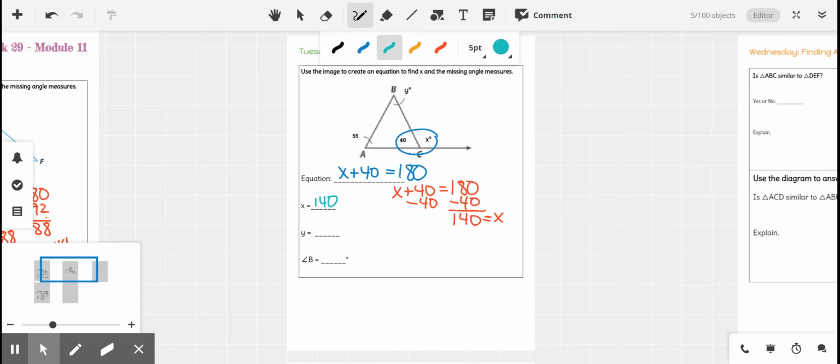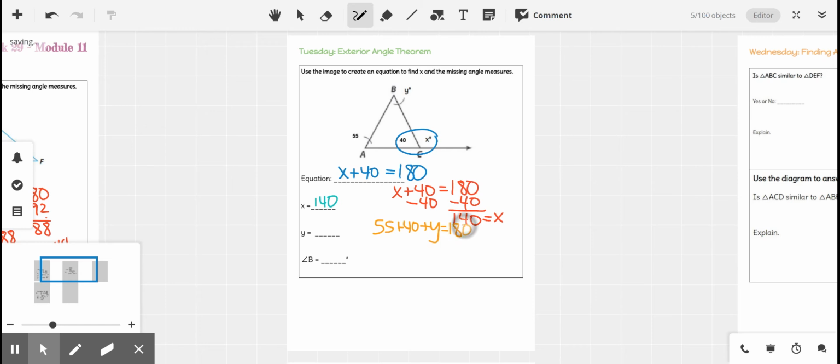Alrighty, now it's time to solve for y. Y is in our angle B, okay? Now, if you remember from yesterday, all three of our angles in a triangle should add up to 180 degrees. So, if you remember our equation from yesterday, we are going to write 55 plus 40 plus y equals 180.